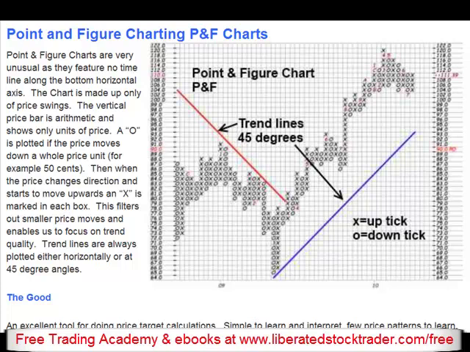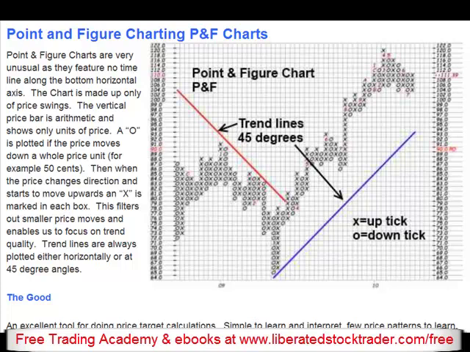An O is plotted if the price moves down a whole price unit, for example 50 cents. Then when the price changes direction and starts to move upwards, an X is marked in each box. This filters out smaller price moves and enables us to focus on trend quality. Trend lines are always plotted either horizontally or at 45-degree angles, so significantly different from mainstream charts.